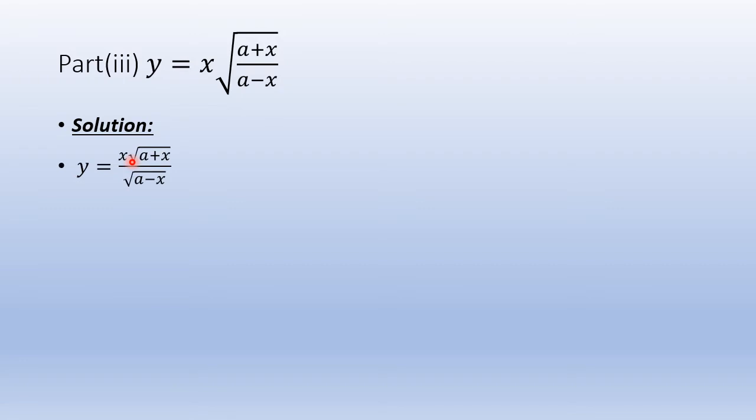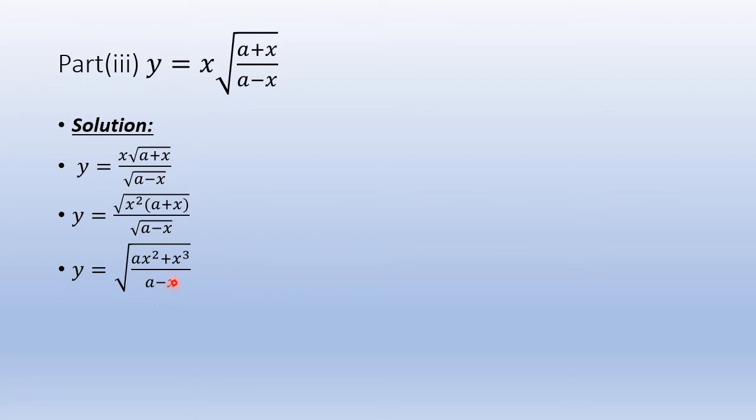So first of all, we adjust the value of y. We bring this x inside the radical sign, so it becomes x square. Then we multiply this x square with a plus x, and also we combine the whole thing under one radical sign. So you can see we get y equals the square root of (ax square plus x cube) divided by (a minus x). Now we will go for the substitution.